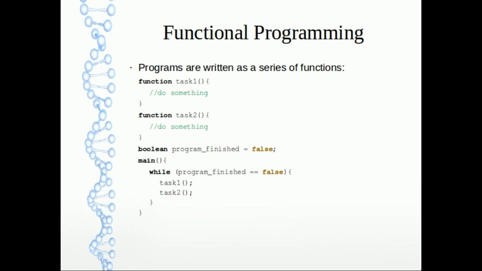So the program will perform task 1 and task 2 one after another until one of the tasks changes the value of the program finished variable, presumably when some condition has been met, and the program will finish. I have left the functions empty in this example because we are not concerned with what the program might do, we are just looking at the structure of the code.